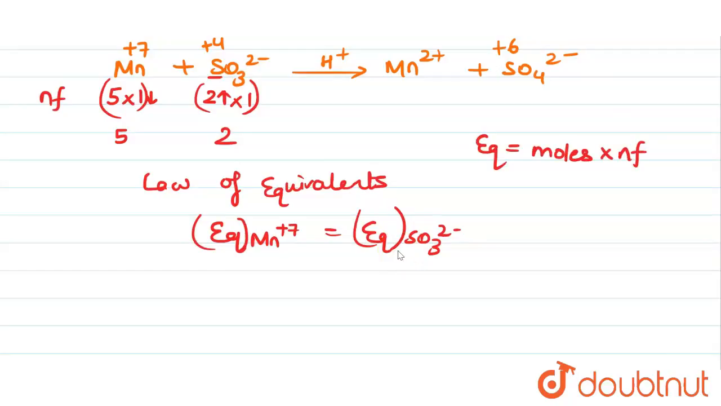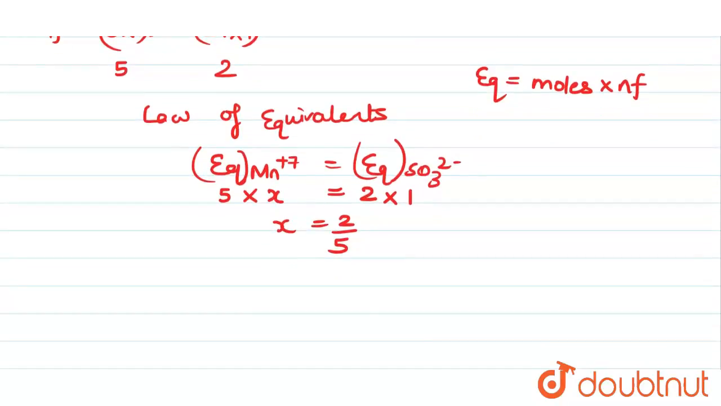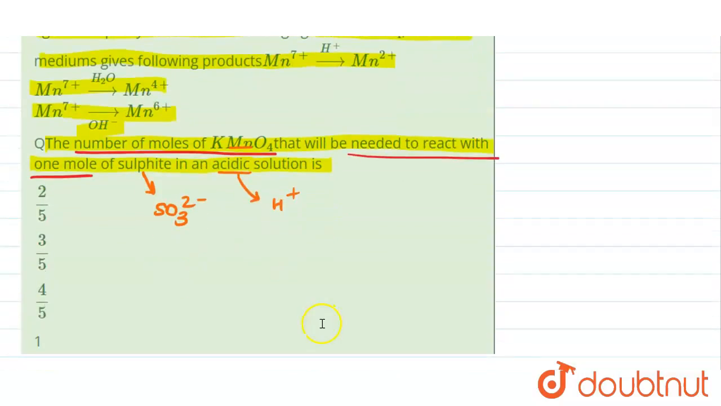So now we have equivalence of Mn, that is N factor is 5 into moles, that is X. Equivalence of SO3 2 minus, that is moles is 1 and N factor is 2. X is equal to 2 by 5. So this is the answer. Which option is it? So the option is option A, that is 2 by 5.